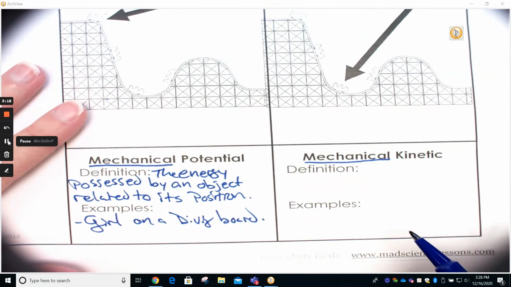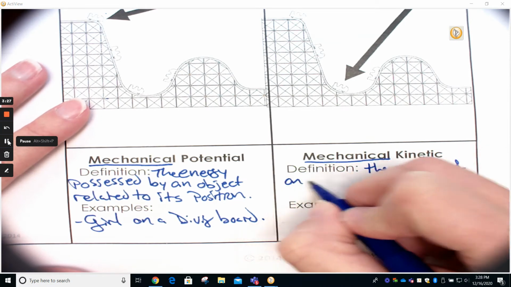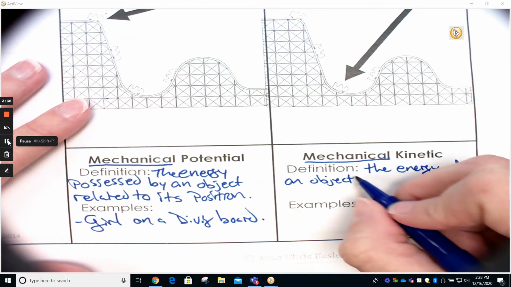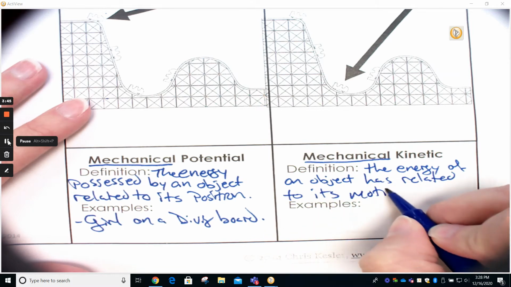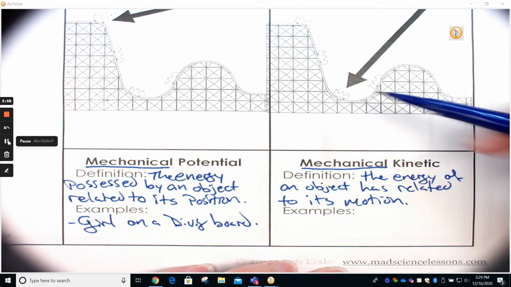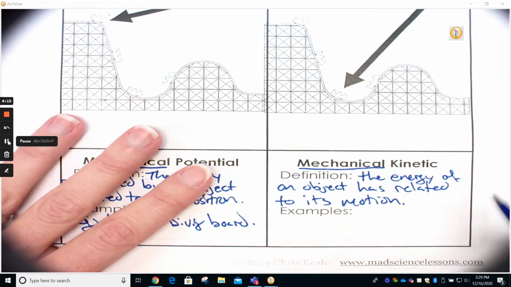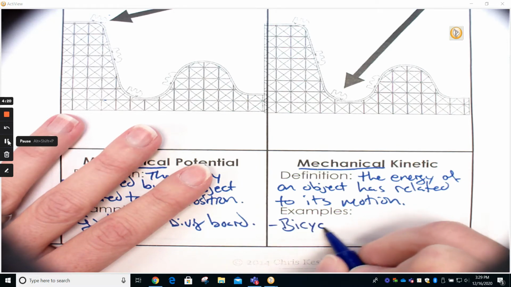Now, mechanical kinetic energy is the energy an object has related to its motion. Okay, so you already know some examples of this. We're just looking for things in motion. One of them could be a bicycle going at top speed. This car being down here at the bottom of the hill, that's maximum kinetic energy right there. Rolling a ball or a baseball being thrown to another player. Anything like this, a race car going around a track, any of these things, as long as it's in motion, would be a good example of mechanical kinetic energy. So I'm going to just write here, my example is going to be a bicycle at top speed.